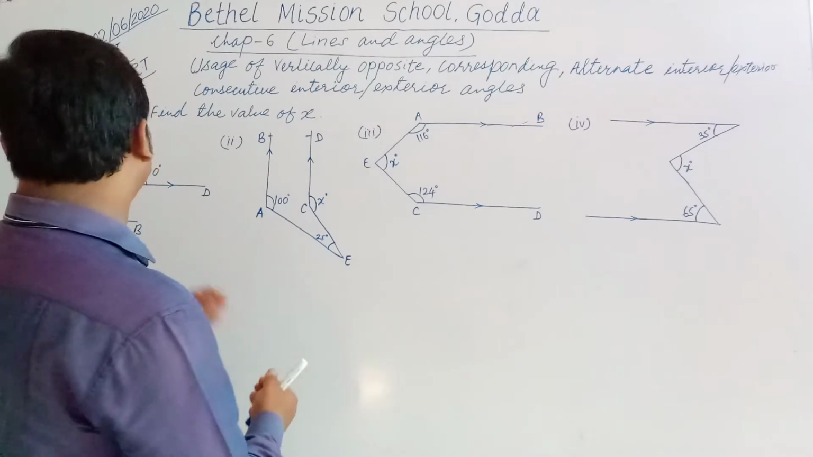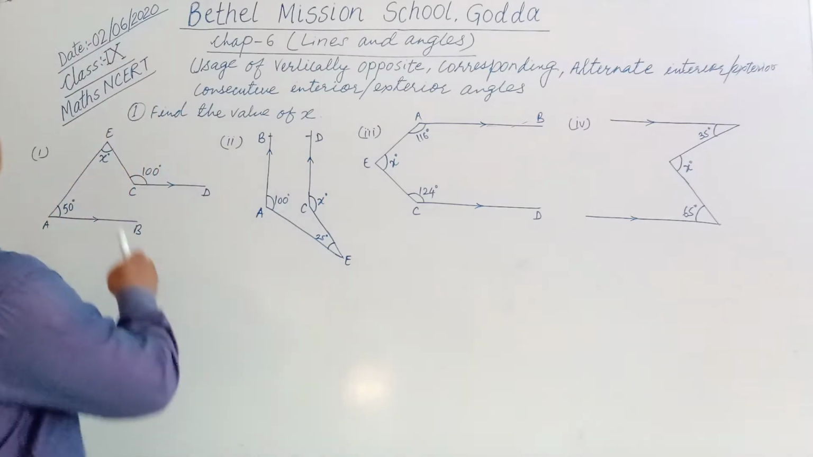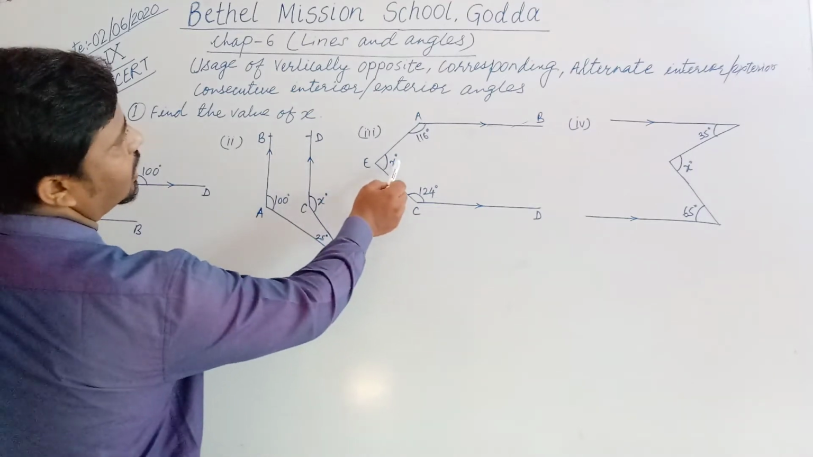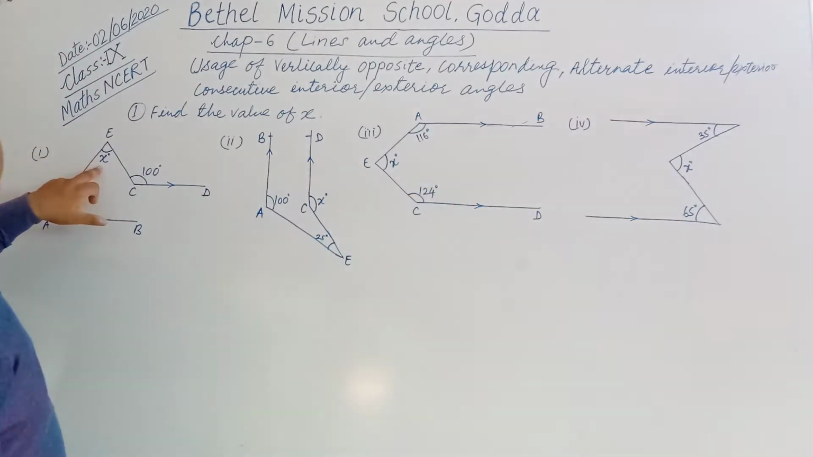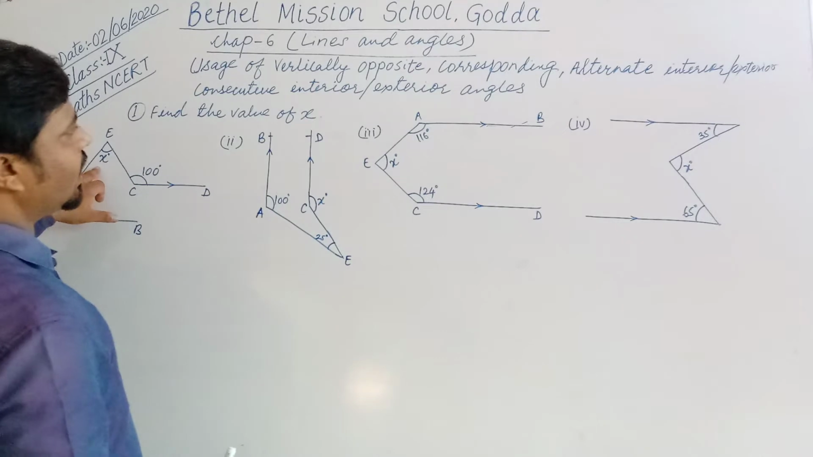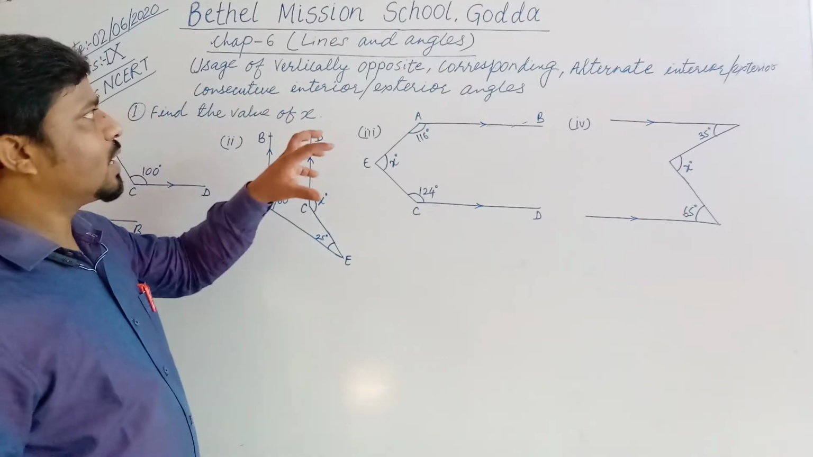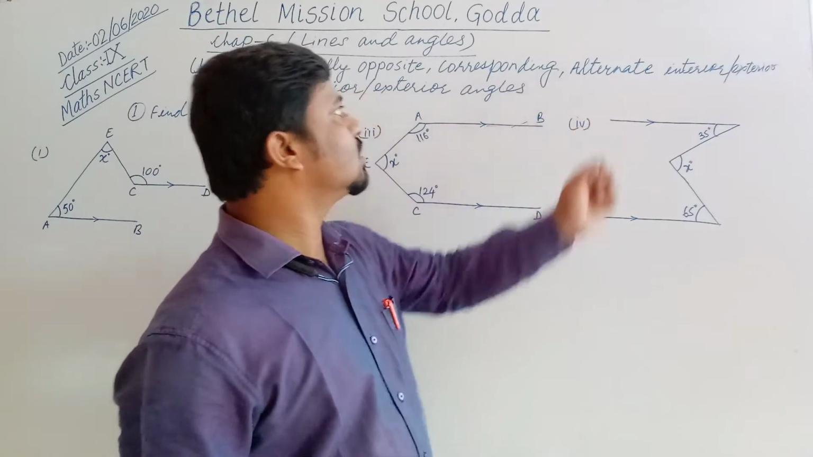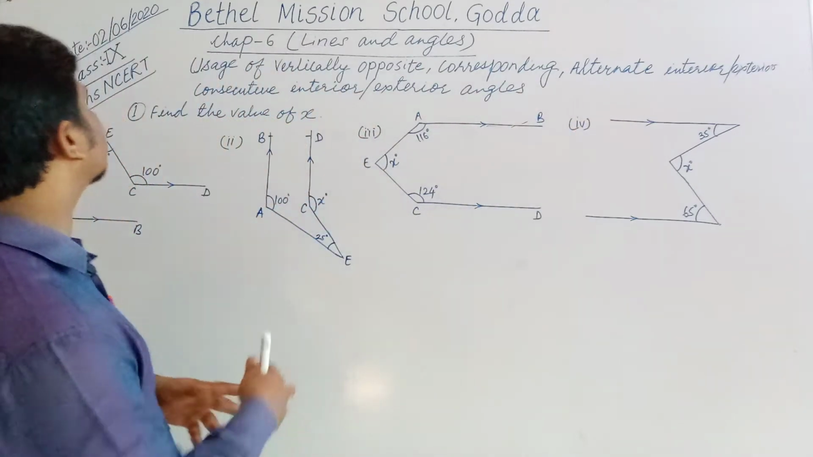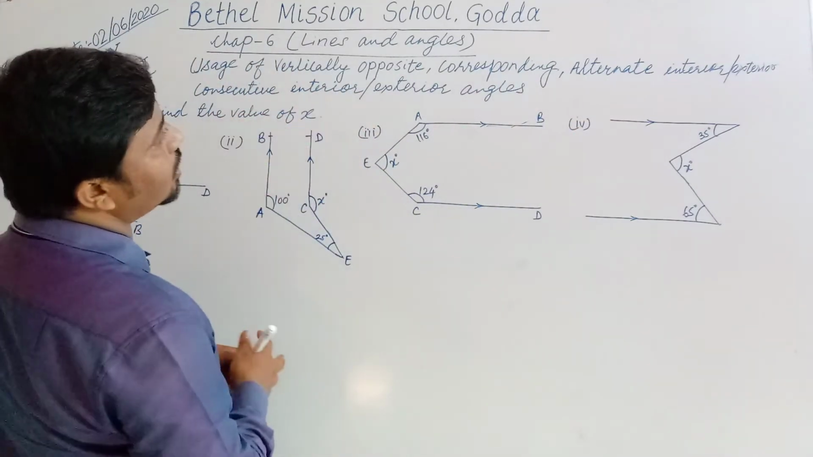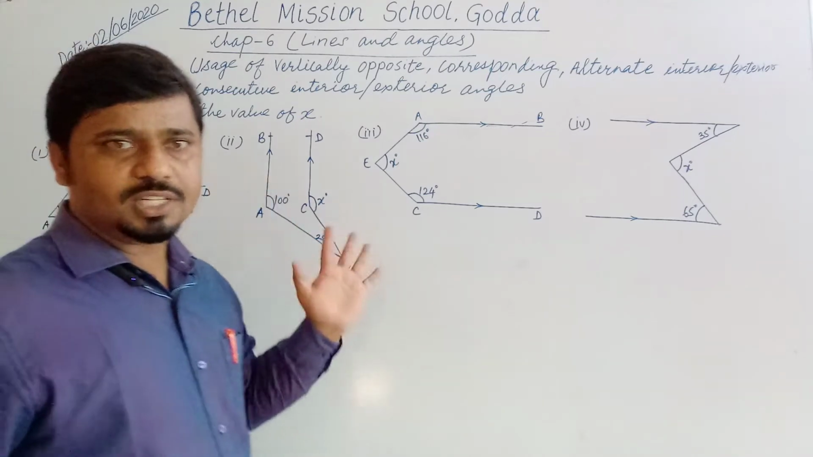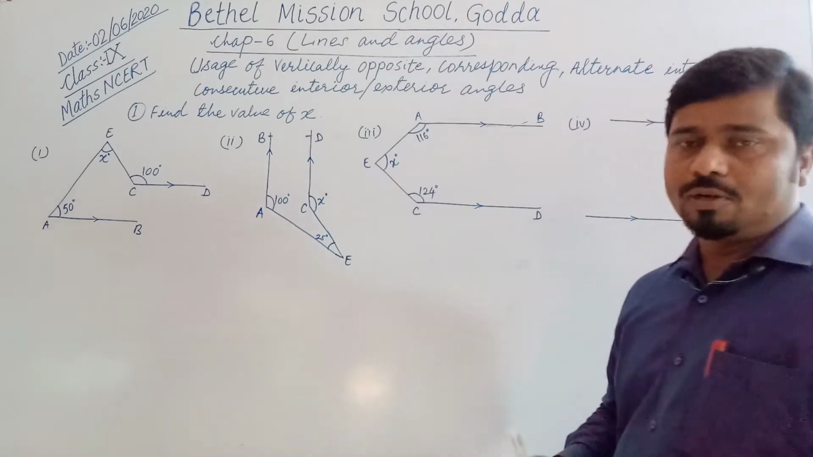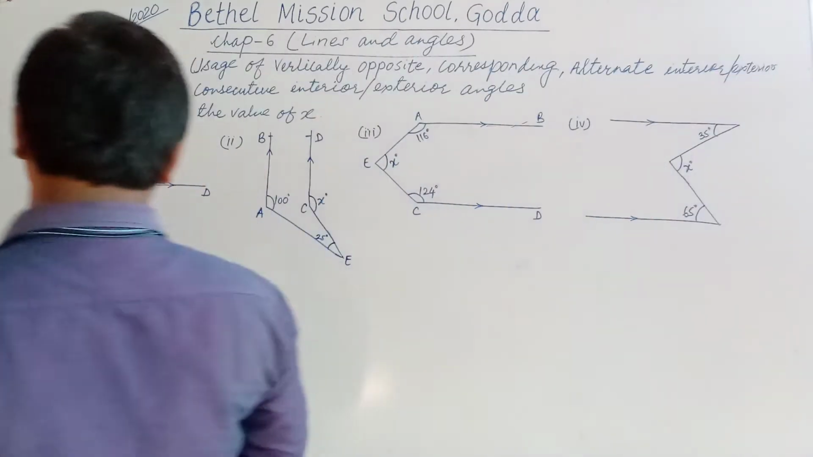So how will we find the value of the unknown? You can see here the unknown angles are x degree here, x degree. These are all unknown angles. We have to find them by using the properties: vertically opposite angles, corresponding angles, alternate interior or exterior angles, consecutive interior or exterior angles. By using these properties, we will find the value of x. So let's see how we'll use them.